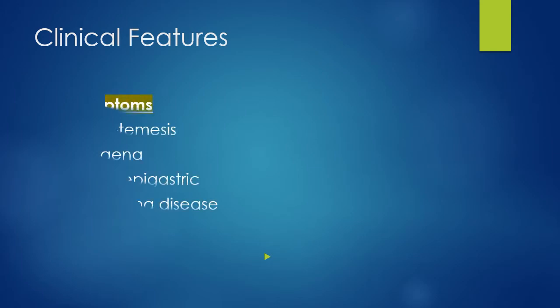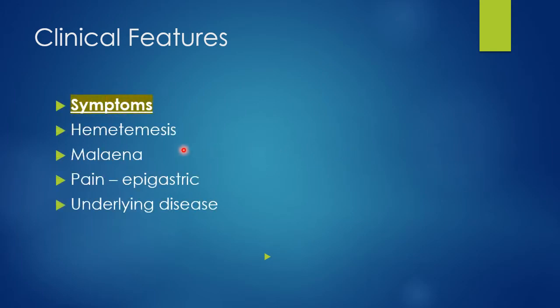Clinical features. Symptoms are usually hematemesis and melena. These are the two main symptoms of upper GI bleeding. Occasionally, they have pain in the epigastric region, and they may have the symptoms of the underlying disease that causes the bleeding, like chronic liver disease or cancer of the stomach.